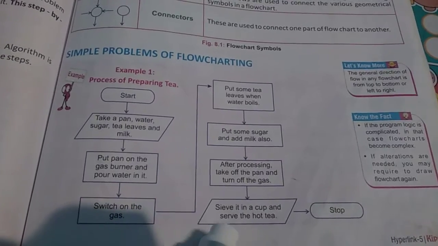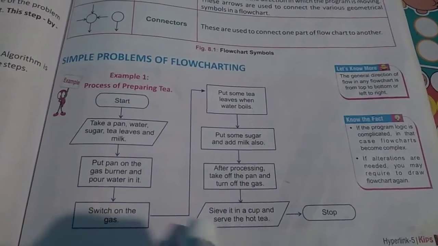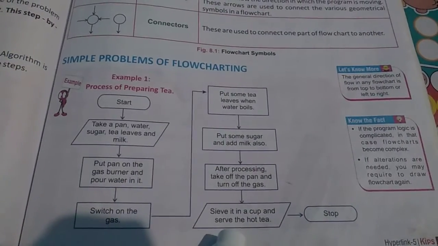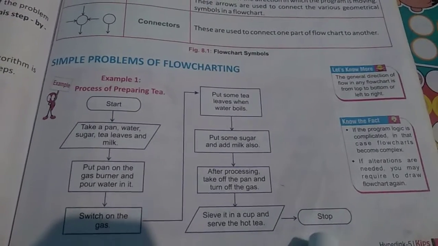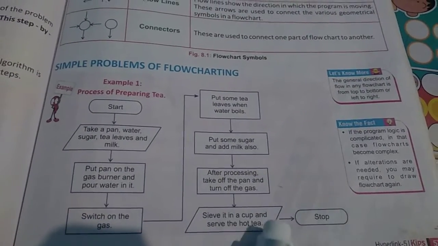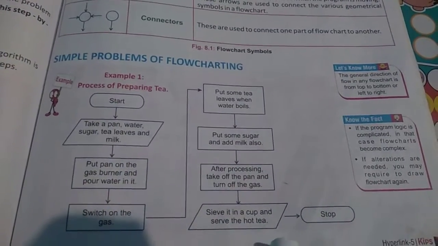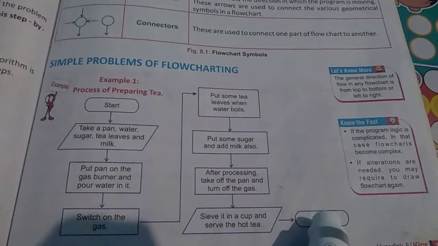Okay, now next we have used the input output box. So here we will get the input, here we have added the input, and here we will get the output. Strain it in a cup and serve the hot tea. And at last we have to use the start and stop box. So it is very easy. When you read this, you will get to know what it is.